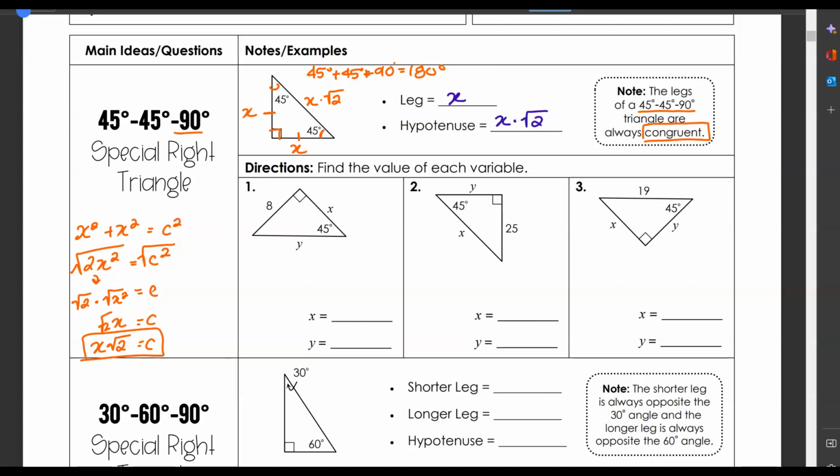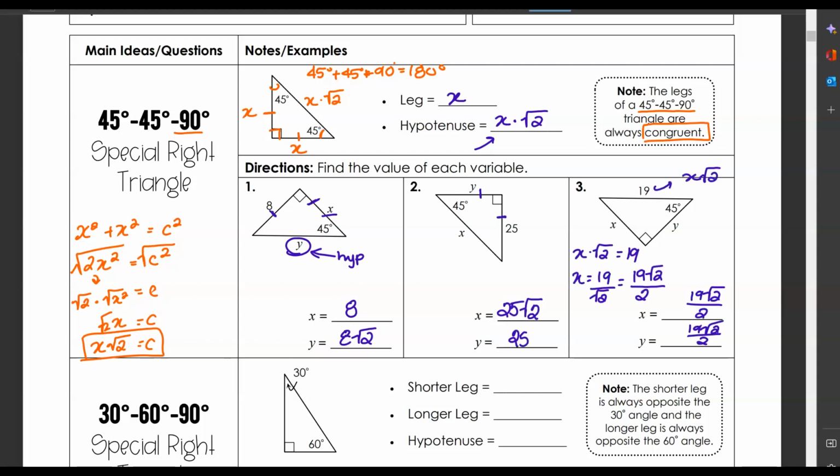Let's look at this first example. We want to find the value of each variable. So if this is x, and notice this triangle, this is going to be a leg, and this is going to be a leg. These are congruent, which means that my x value is going to be 8. Now this is going to be the hypotenuse. If that's the hypotenuse, then I already know, because this is a special triangle, that 8 times root 2 is going to be the value of y. All right, go ahead and try 2 and 3.